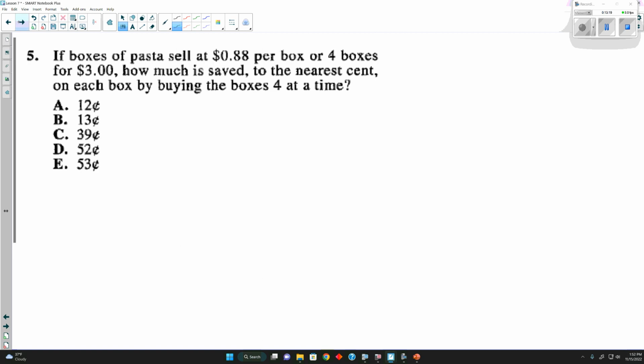If boxes of pasta sell at 88 cents per box, or 4 boxes for $3, how much is saved to the nearest cent on each box by buying 4 at a time? So how much does 4 boxes cost if we buy it in a group? $3, yes? Well, let's see what 0.88 times 4 is. That'd be 2, carry the 3. 4 times 8 is... So if I bought 4 individually, it'd cost me $3.52. So how much are we saving? 52 cents.